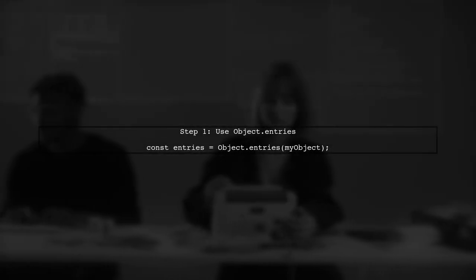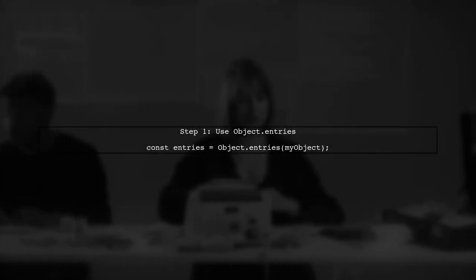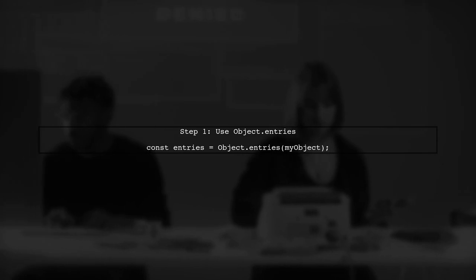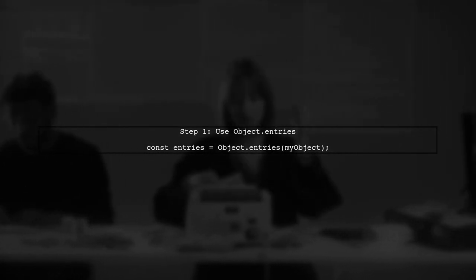Now, let's get started. To filter an object by its values in ES6, we can use the Object.entries method. This method returns an array of a given object's own enumerable string-keyed property pairs.